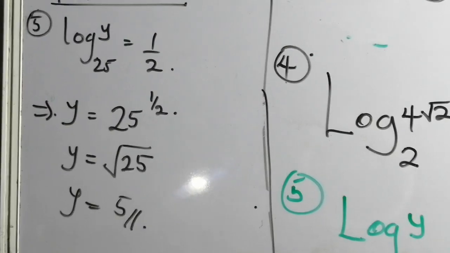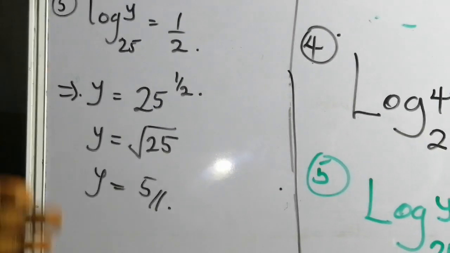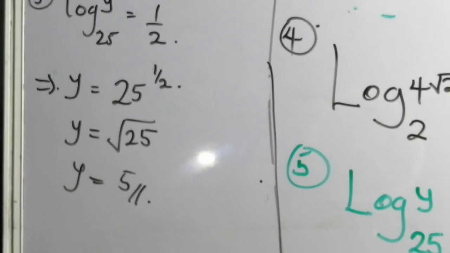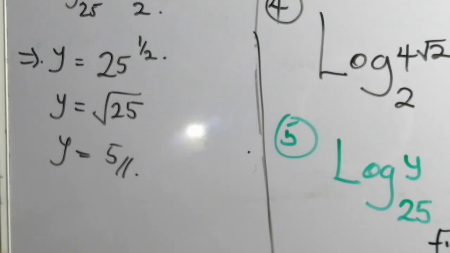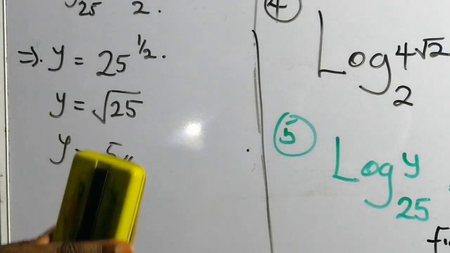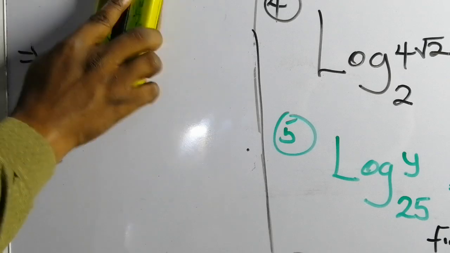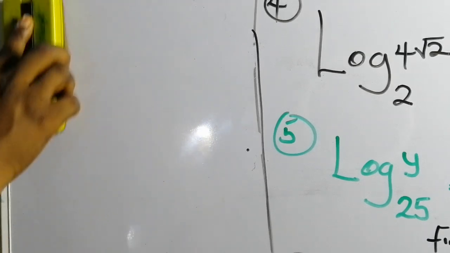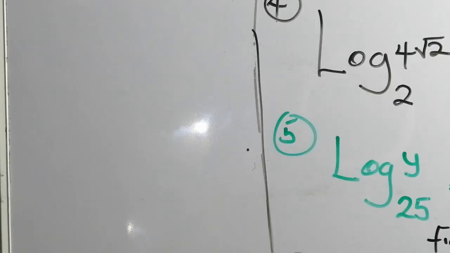If you have log of number n to base a equals y, it's the same thing as saying n equals what? a raised to power what? y. So the answer is straightforward. My y is equal to 5. That is the beauty of understanding the basic, fundamental theory of logarithms.